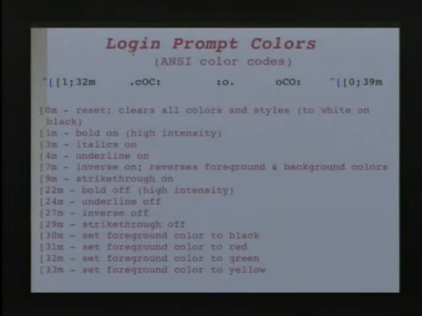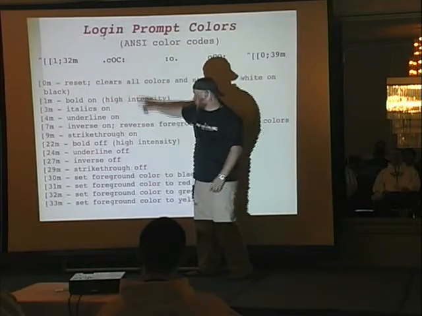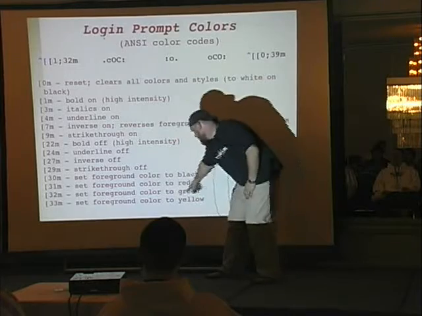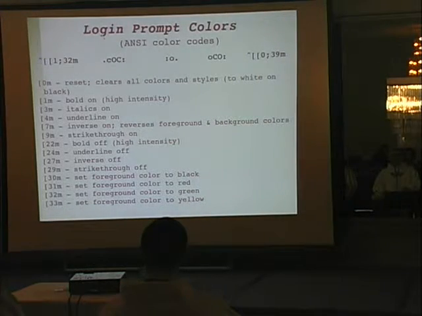To do colors, like if we scroll back and we look at that clover, it's a bunch of C's and O's. So right here, it's telling it that it needs to have bold on with the 1, and for 32, it needs to come down here to set foreground color to green. So that's why that part is green. And those are called ANSI color codes. There's a good list of them.